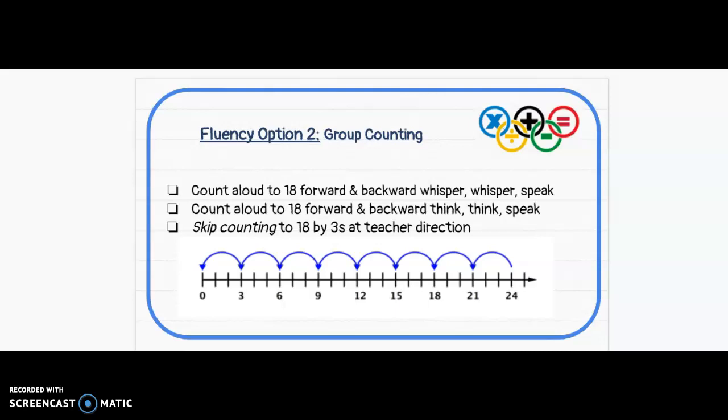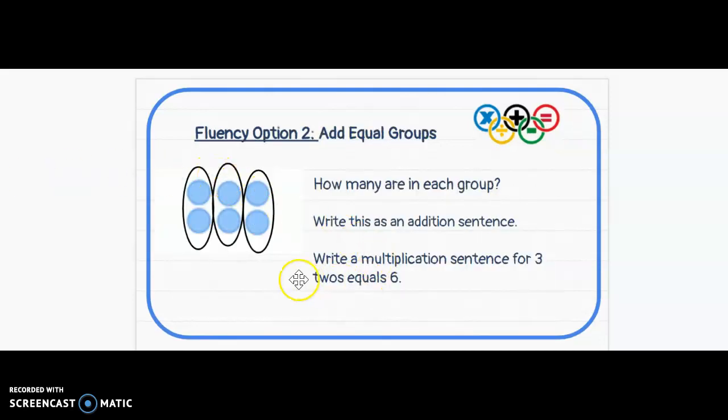Awesome work. The next thing that we're going to do is take a look at the dots. And we're noticing that the dots are circled, okay? So how many are in each group? Yes, you're right. There are 2 in each group. So we're going to write this as an addition sentence. You go ahead and write it on your whiteboard. Are you ready? Start writing.